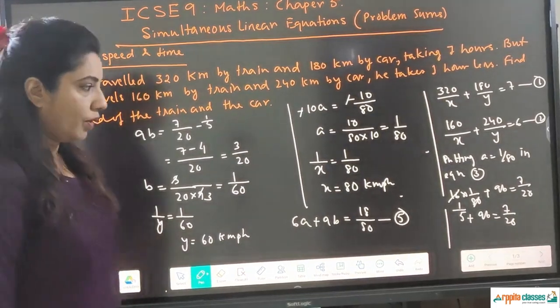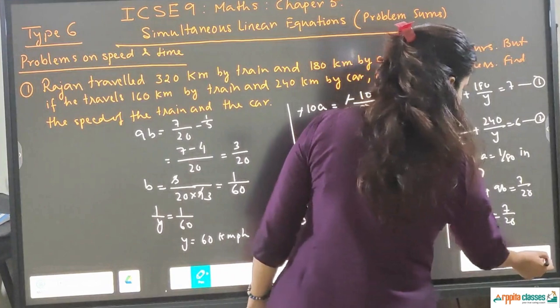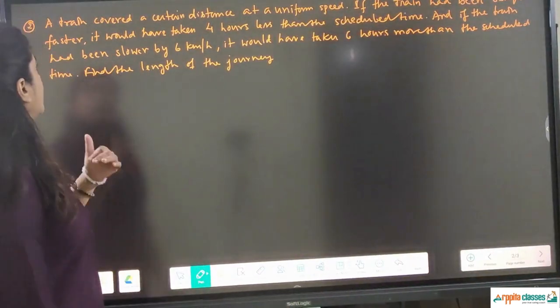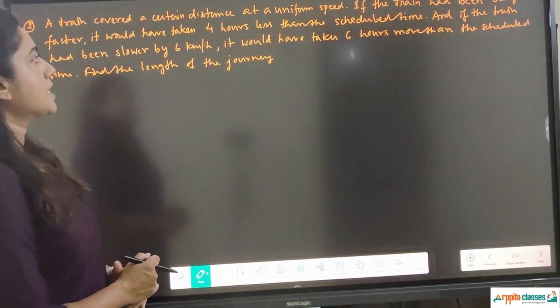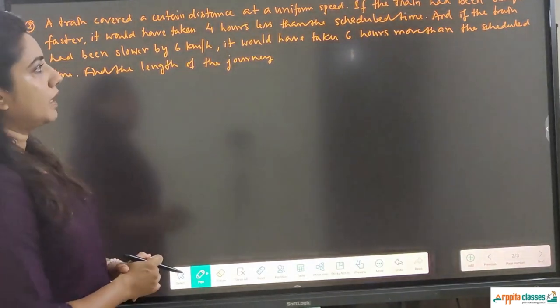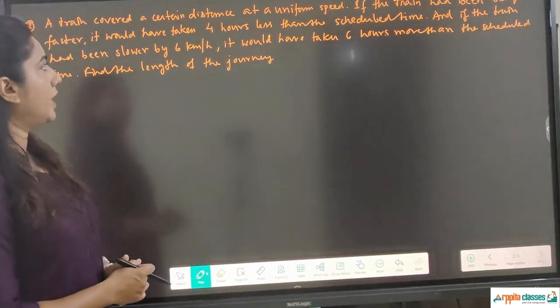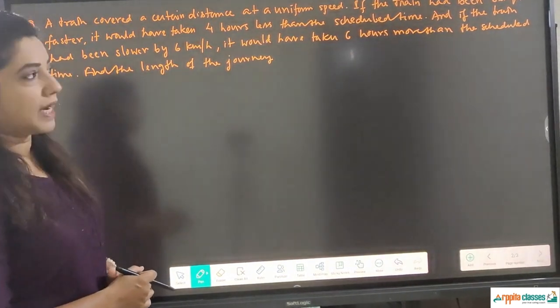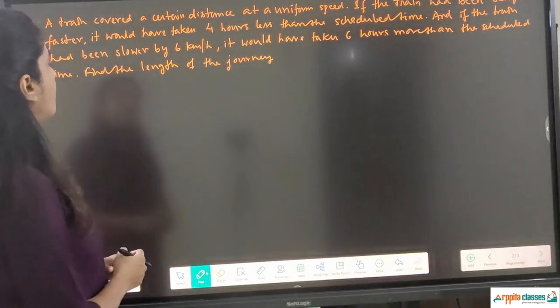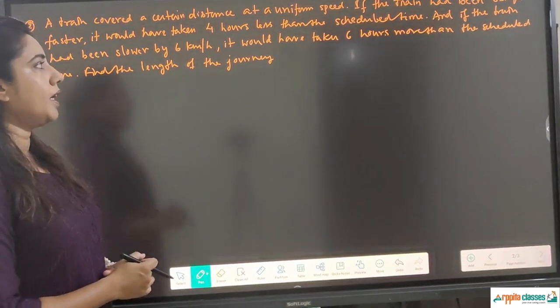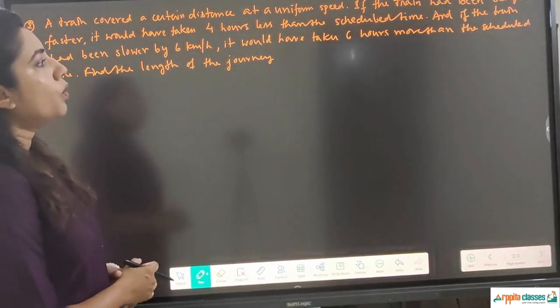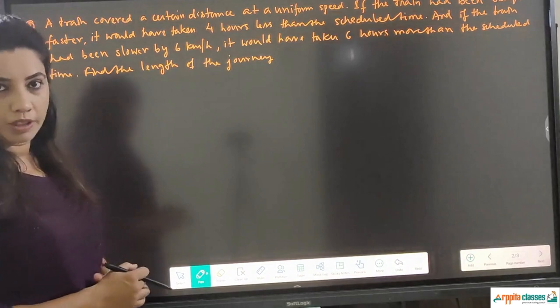Okay. Let us move on to the next question. So the next question is, a train covered a certain distance at a uniform speed. If the train had been 6 km per hour faster, it would have taken 4 hours less than the scheduled time. And if the train had been slower by 6 km per hour, it would have taken 6 hours more than the scheduled time. Find the length of the journey.